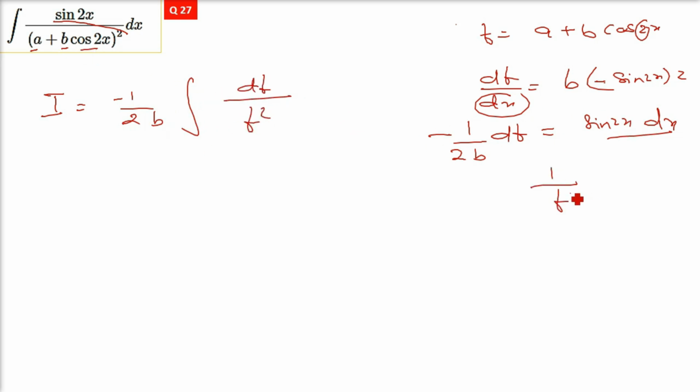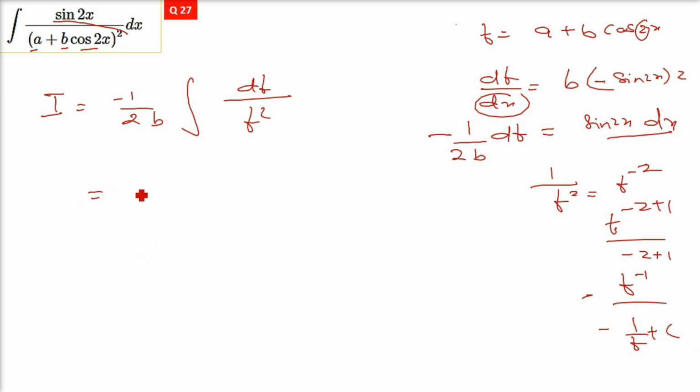What is the integration of t square? T raised to minus 2, so t raised to minus 2 plus 1 divided by negative 2 plus 1. So this will be t raised to minus 1 divided by negative 1, so the negative you can bring here: negative 1 by t plus constant of integration. This is the whole integration, so let me write it directly. Negative 1 by 2b will be there, times negative 1 by t, where t is a plus b cos 2x.